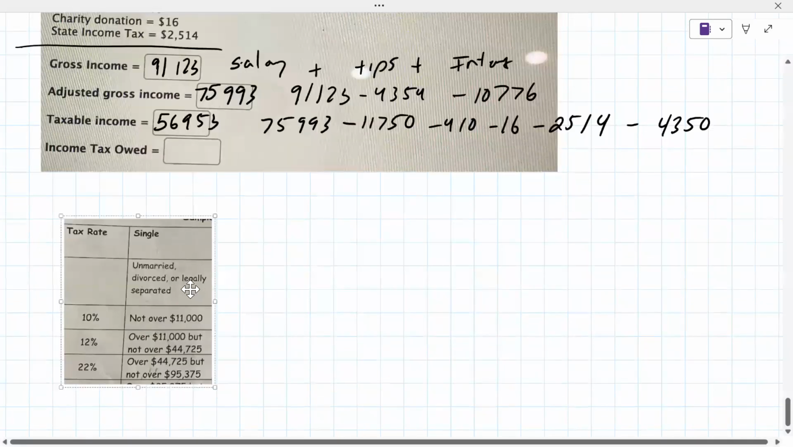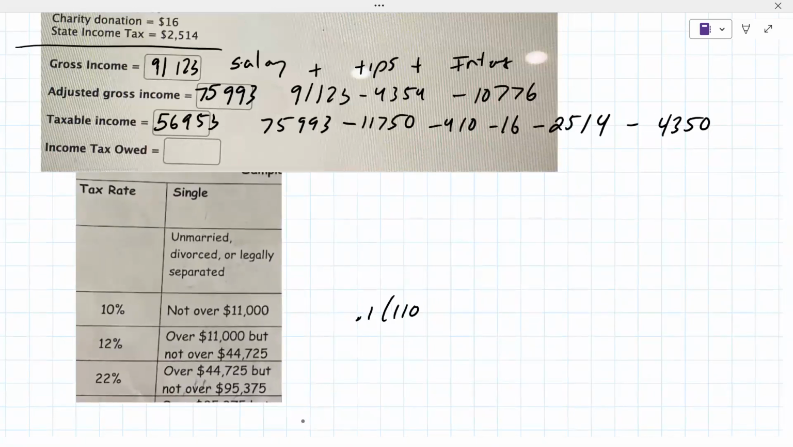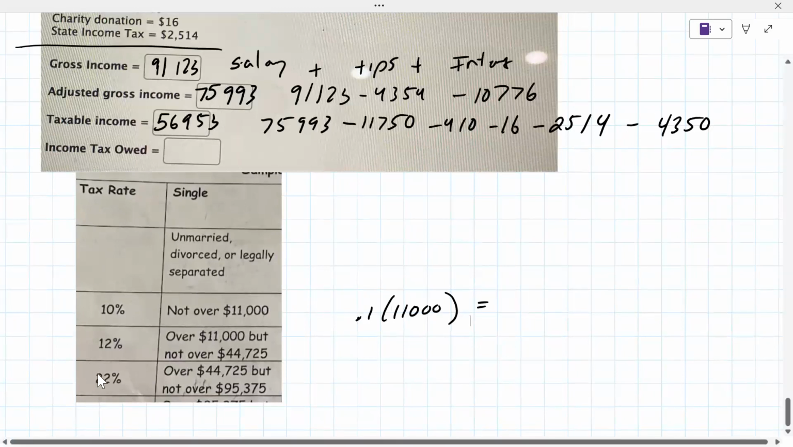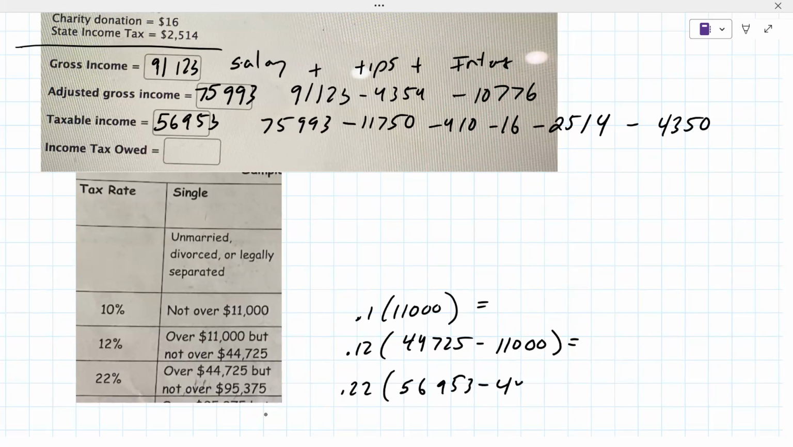This calculation is based on all the previous ones. So it's 10% of 11,000. And then your income, 56,953, is in this third grouping of numbers between 44,000 and 95,000. So we're paying 12% on 44,725 minus 11,000. And then we're similarly paying, this time 22%, but it's on 56,953 minus 44,725, like that. And we would add those up for that last box there.